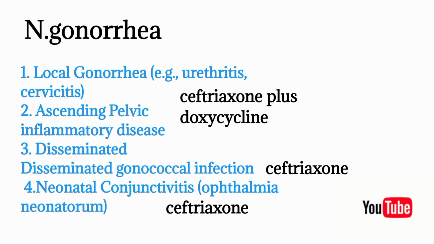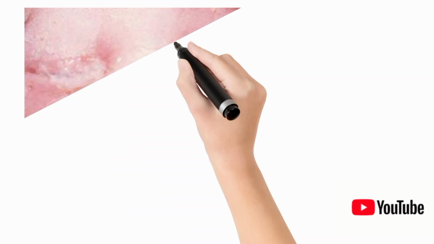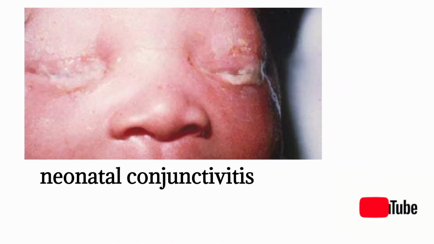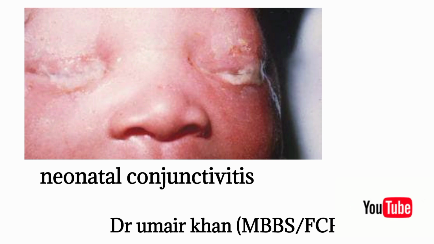Then you can see the figure, which shows neonatal conjunctivitis. You can see the typical pus around the eyes, as it produces a large amount of pus around the eye. It is common in newborns, that's why it's known as neonatal. Neonatal conjunctivitis affects the eyes, causing too much pus production, and the treatment is ceftriaxone. Also for prevention, we can use erythromycin or silver nitrate drops. So that was all about the gram-negative cocci.